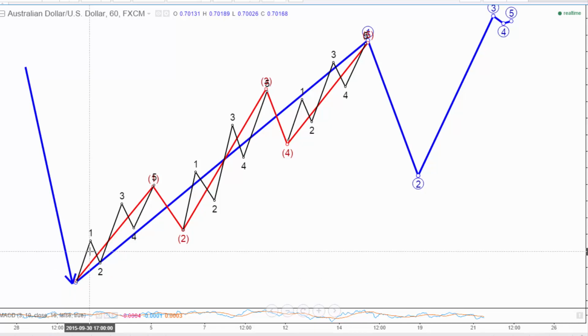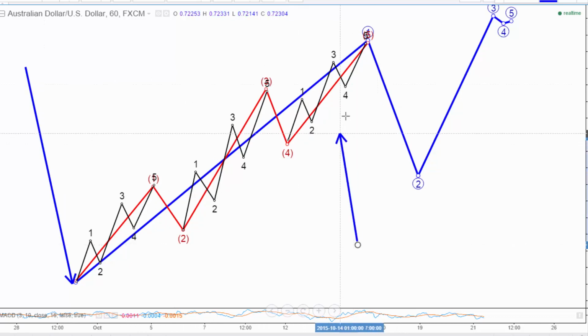We have to understand where we are within the structure of the overall market. We're not just going to come in and become bullish right here. That would be foolish. Okay, that would be extremely foolish.